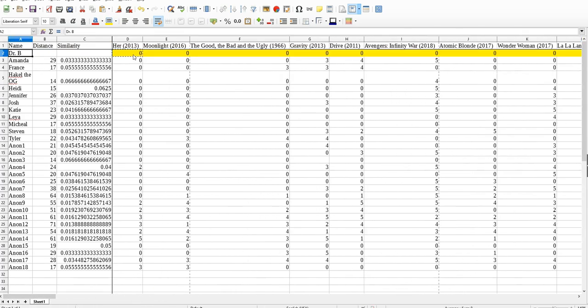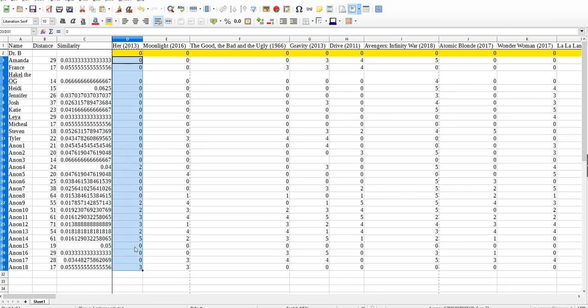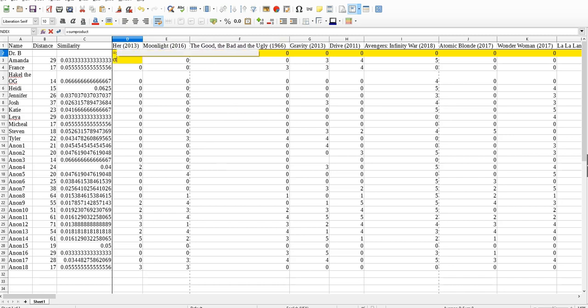To get our predicted scores, we're going to have to look at how each of you rated the movie, and then weight that according to how similar you are to me. And to do that, we're going to use a sum product. So I add up your rating times your similarity. So the sum product of D3 to D31, the ratings, times the similarities, C3 to C31.